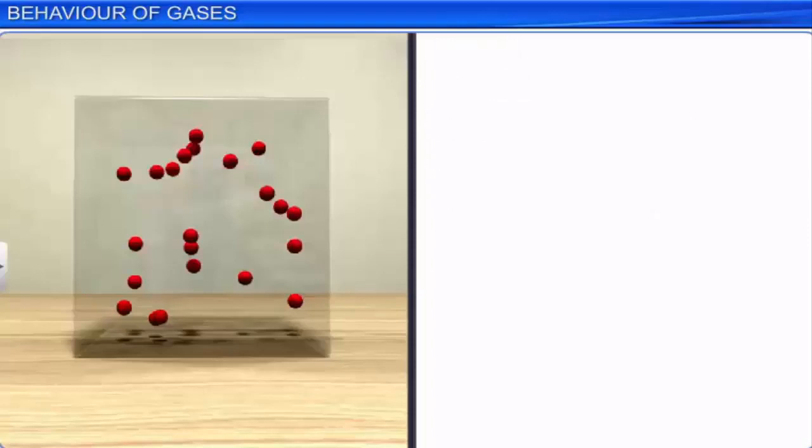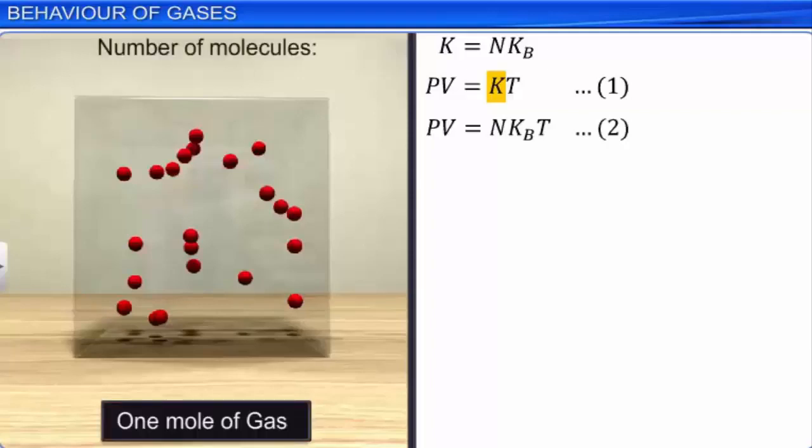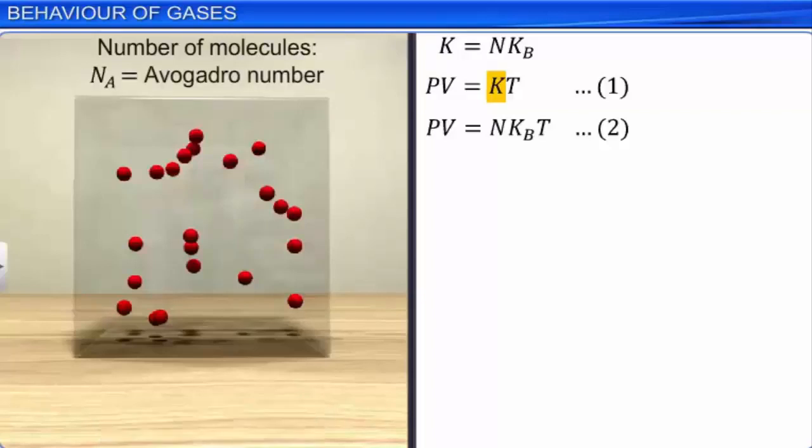Substituting the value K is equal to NKb in equation 1, PV is equal to KT, we get PV is equal to NKbT. Let this be equation 2. We know that 1 mole of gas contains an Avogadro number of molecules denoted by Na. So, N is equal to n into Na, where n is the number of moles of the gas present.